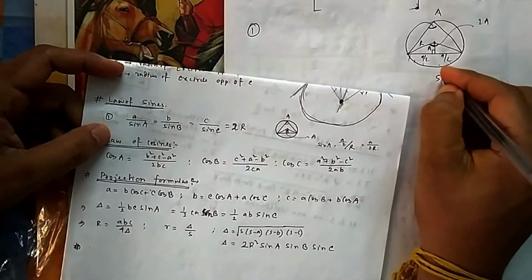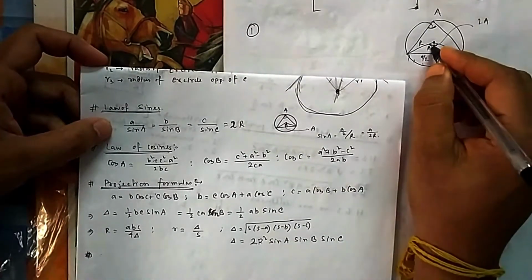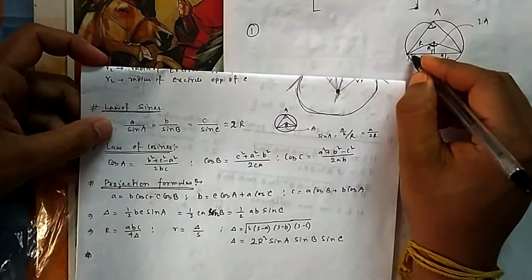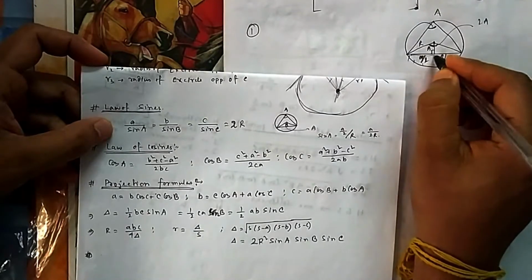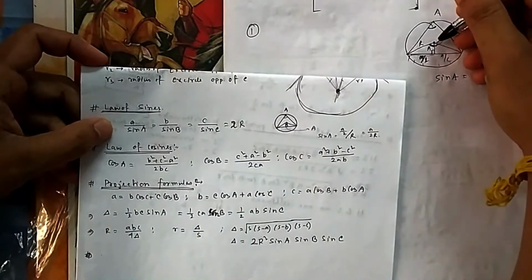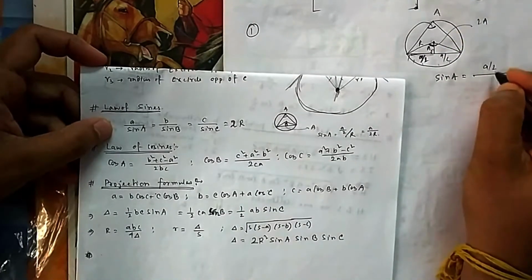So what is sine A? From the small right angle triangle, sine A is height by hypotenuse. For this angle, what is the height? The side opposite to the angle is the height. I told you also, this is not always the base. If you are looking from that angle, that becomes your base and this becomes your height. The opposite to the angle is the height. So this is a by 2 by R.